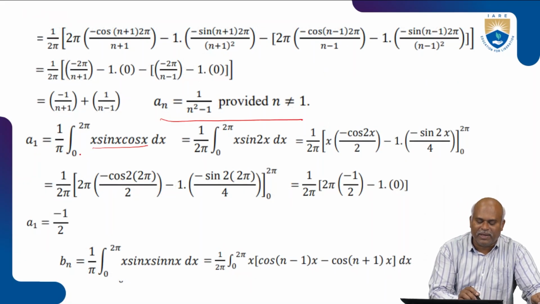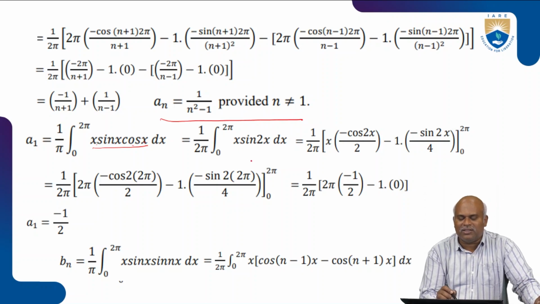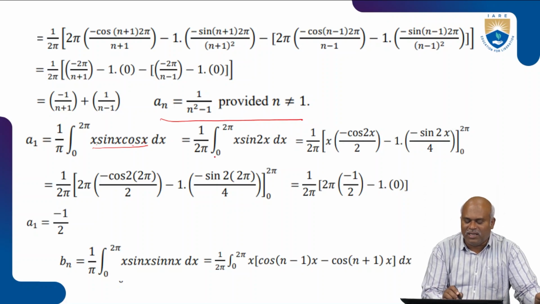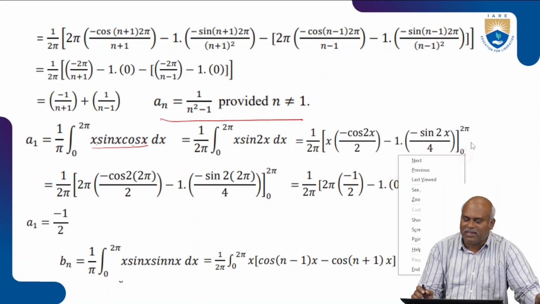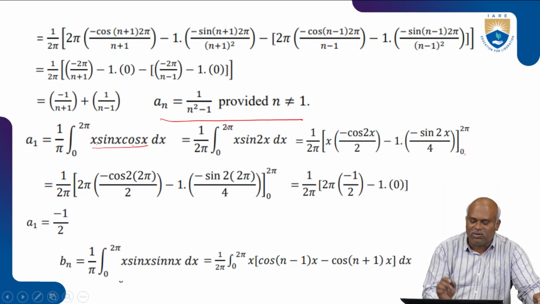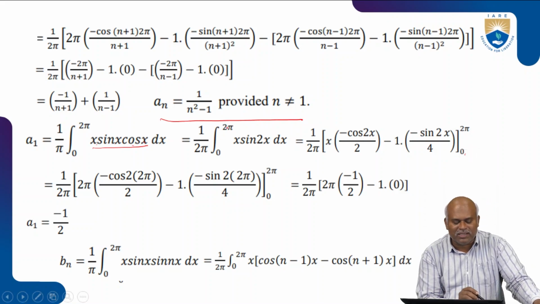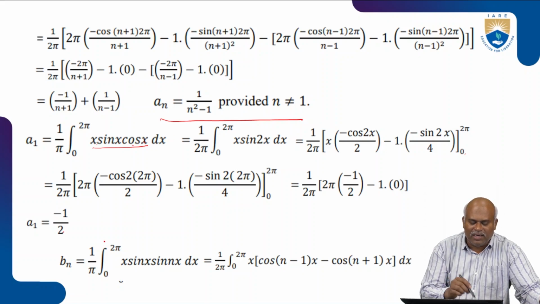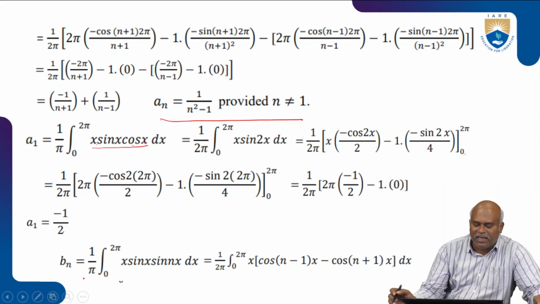a1 equals 1 by pi, 0 to 2 pi, x sin x cos nx, and the n value is equal to 1 now. So that's why 1 into x is represented as x only, dx. Then this is the integration of u dash v dv condition. The formula we may utilize, then you can integrate. After that substitute the interval of 0 to 2 pi. We got the output a1 is equal to minus 1 by 2.